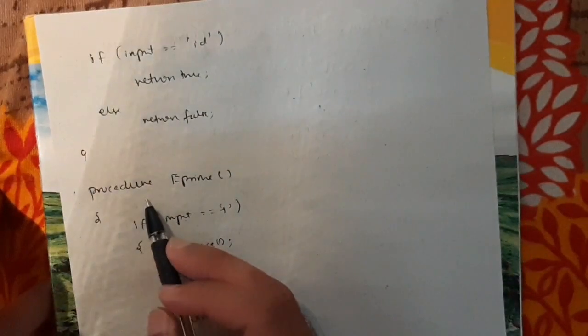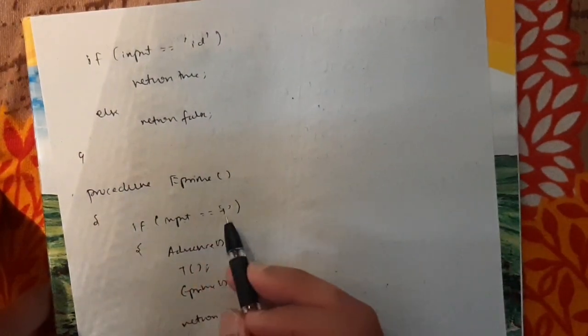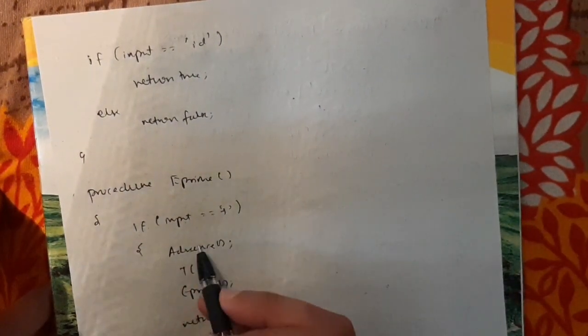Then you have the procedure for E prime. For E prime also we'll do the same thing: star, advance, T, E prime, and then return true. For T prime also we'll do the same thing, and that's all there is for recursive descent. That's how you solve the question for recursive descent.